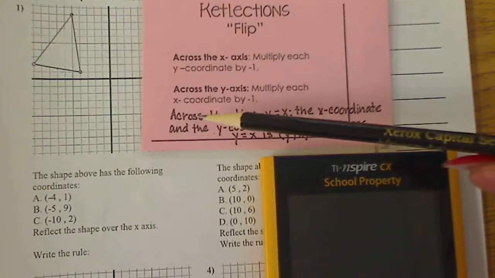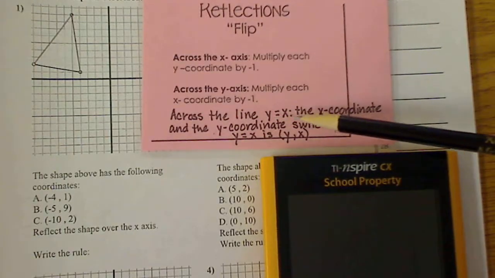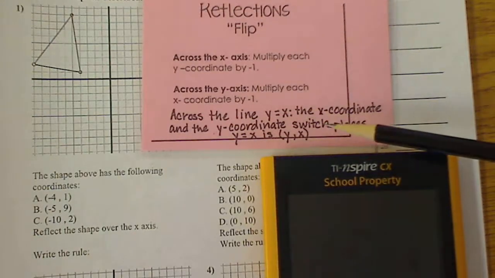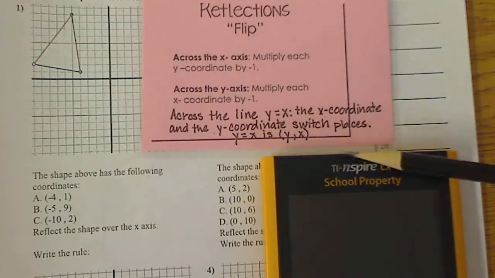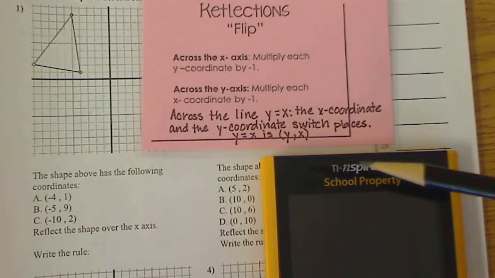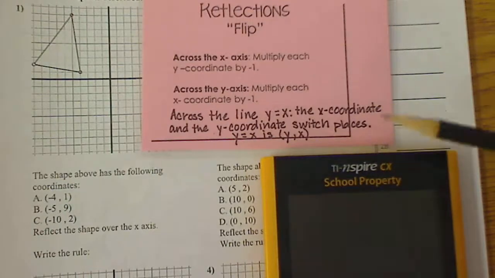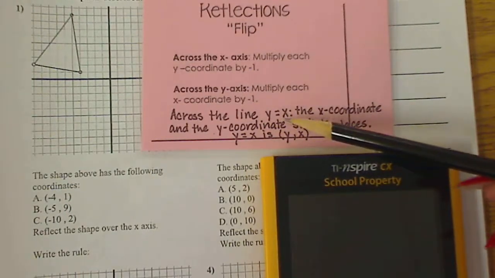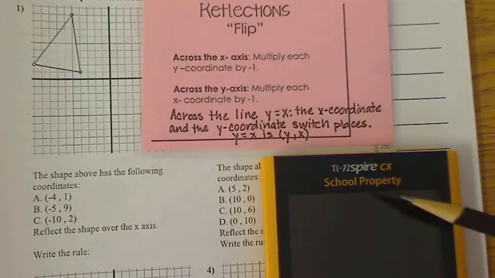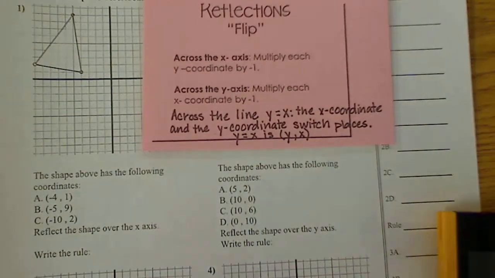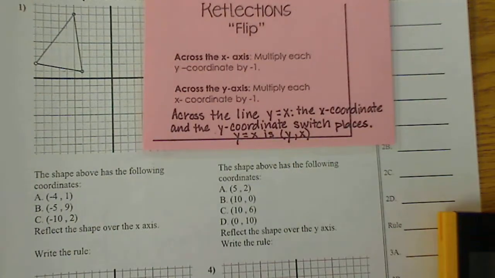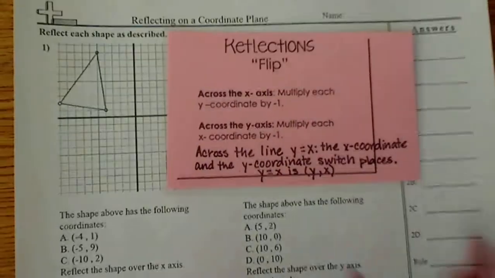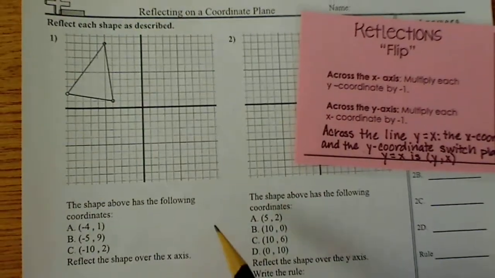And finally, across the line where y equals x, or the origin. The x coordinate and the y coordinate switch places. So if you'll see this in Imagine Math, you won't see this in our practice today, but when you go on Imagine Math, it'll say y equals x, and you'll just know to switch the x and y. And so you would just rewrite the coordinates with the y first and the x second. So let's apply these rules to our first problem.